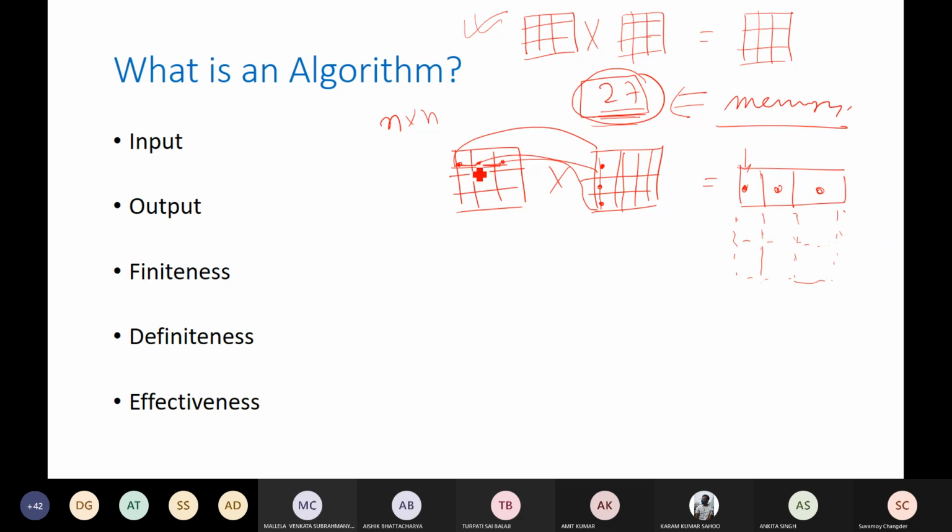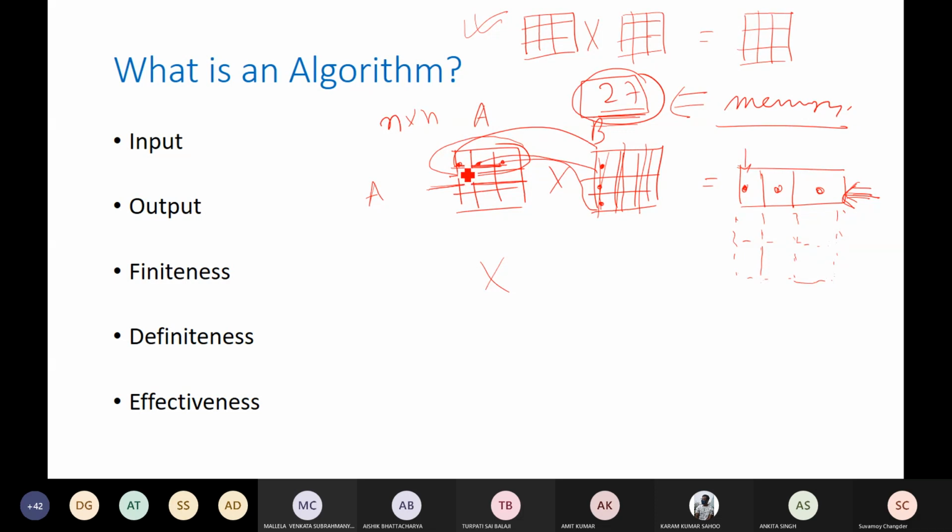Now after calculating the first row of the resultant matrix, do we ever need the elements of the first row of the first matrix A? Let this be A and this be B. Think about it. After finding the elements of the first row of the resultant matrix, do we ever require the elements of the first row of the first matrix? No, we don't require them, because in the next iteration what will we do? Second row, first column, second row, second column, second row, third column, and so on. Okay, so we do not require these elements.